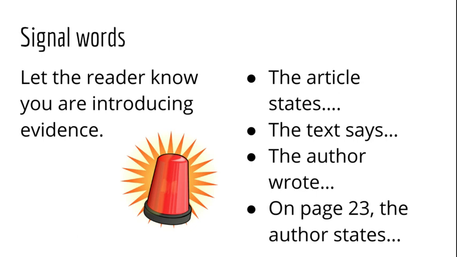Use signal words. Let the reader know you are introducing your evidence. Some signal words you may consider using are the article states, the text says, the author wrote. On page 23, the author states. So these are like sentence starters. They signal to the reader that you are introducing your evidence. It strengthens the organization of your response. It makes your response easy to follow and easy to understand.